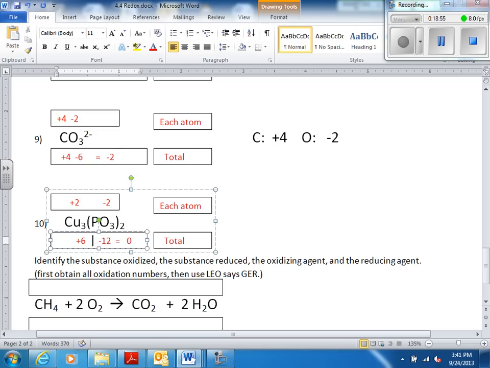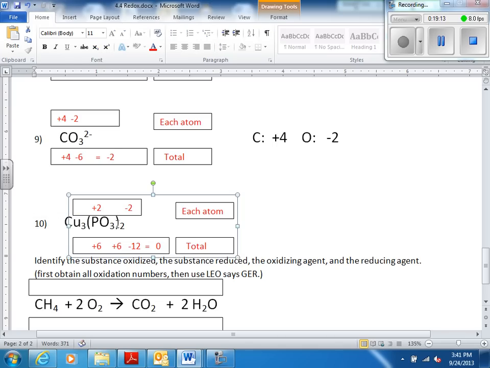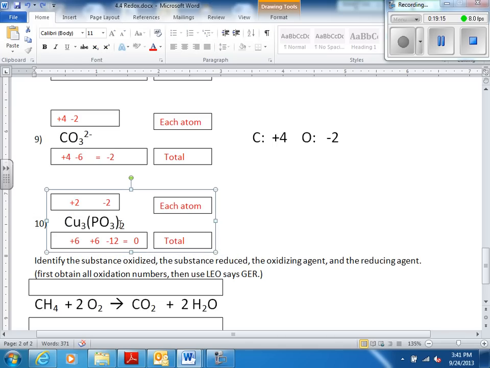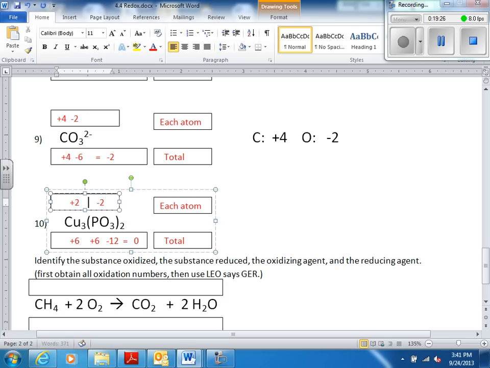This is like third grade math when you get to the math part. Okay, so now you have to recognize you have 2 P's, because this 2 here applies to everything in the parentheses. So I have 2 P's, and the 2 P's must add up to +6.